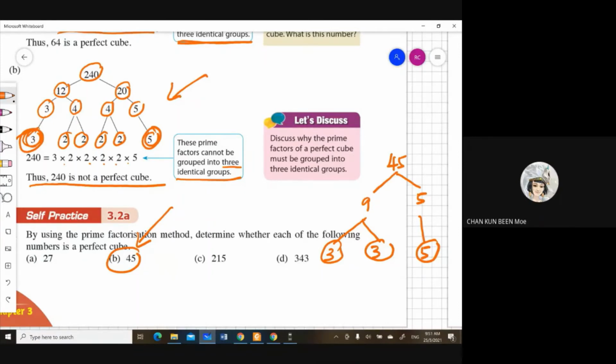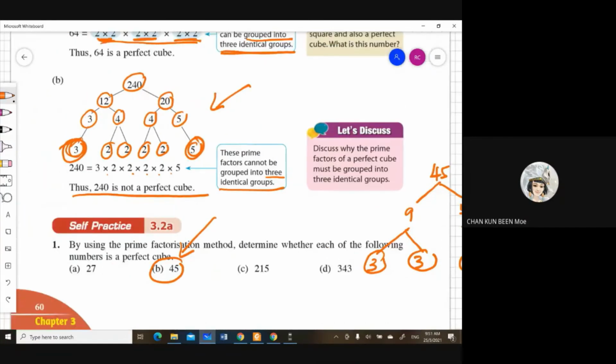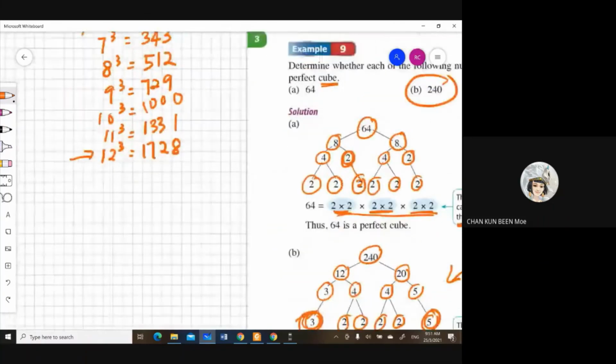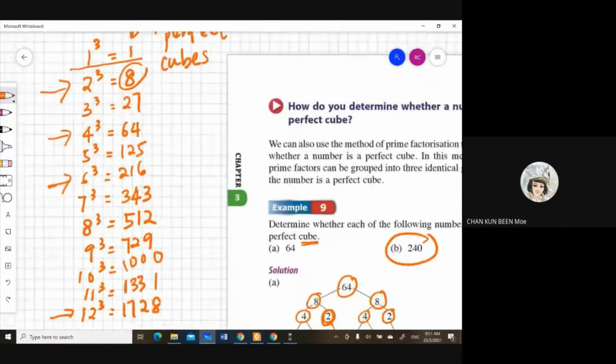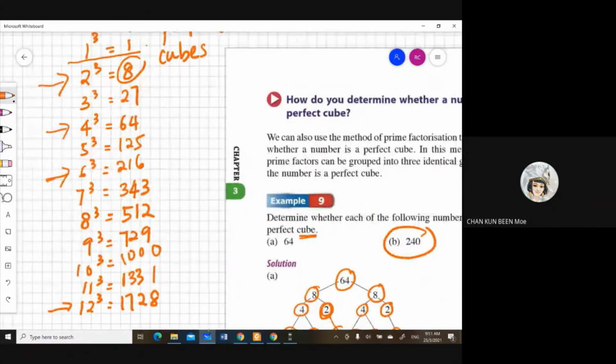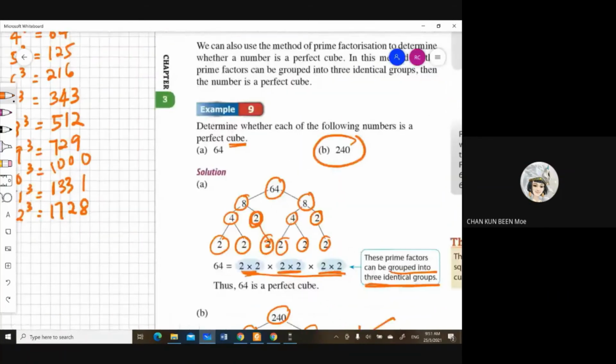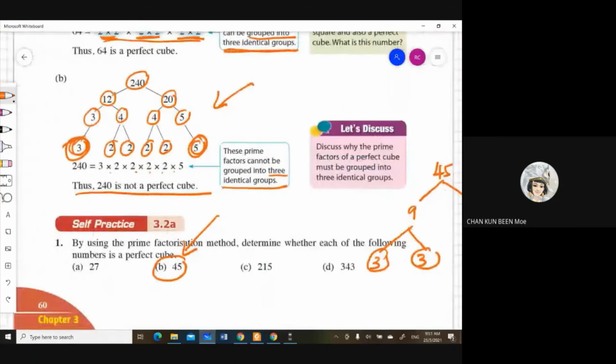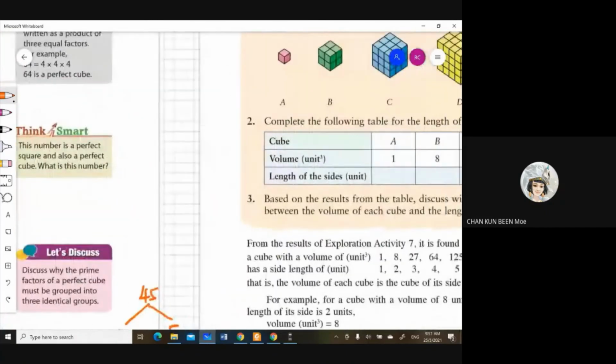Very good. And also, if you have already memorized the list that I asked you to memorize just now, you can see the number 45 is not in the list here. See, 1, 8, 27, 64, there's no 45. So, of course, 45 is not a perfect cube. Okay, we move on now. So this page is done. We move to the next page.